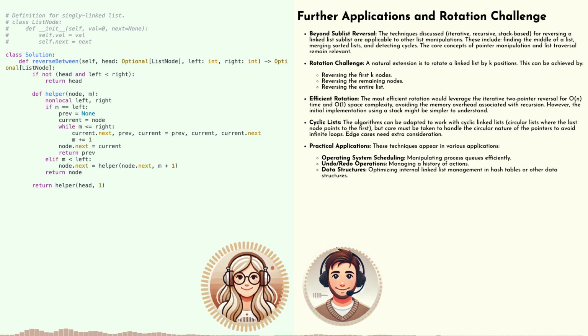Exactly. Another one is browser history. Your browsing history is basically a linked list of the pages you've visited. The back and forward buttons let you move through that list. That makes sense. And I bet linked lists could also be used in music players to manage playlists, or in image editing software to store layers. Absolutely. And they're also used a lot in operating systems for things like memory management and scheduling processes.